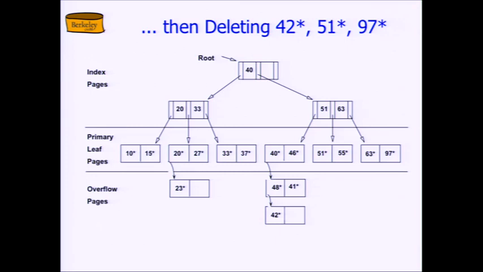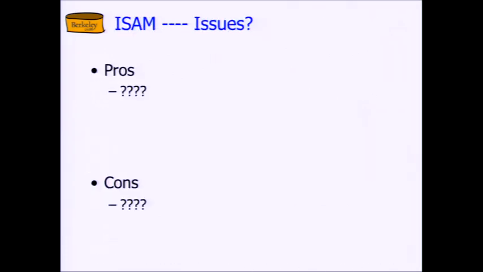Okay, so just to give you an idea, here we go. There are some particularly good things about ISAM. There's one uniquely good thing about ISAM that we will lose when we do the B plus tree. Can anybody guess what that is? It's in the name. Sequentiality, yeah, the S, right?